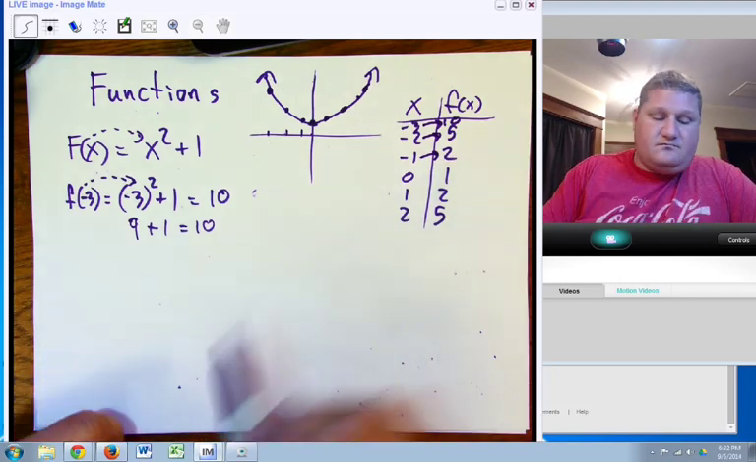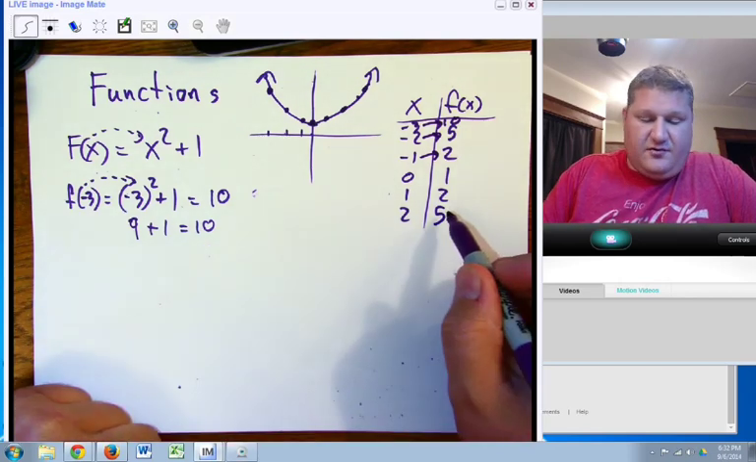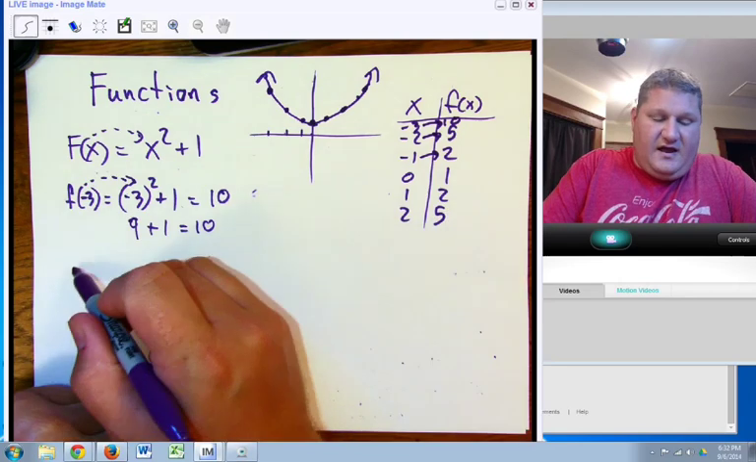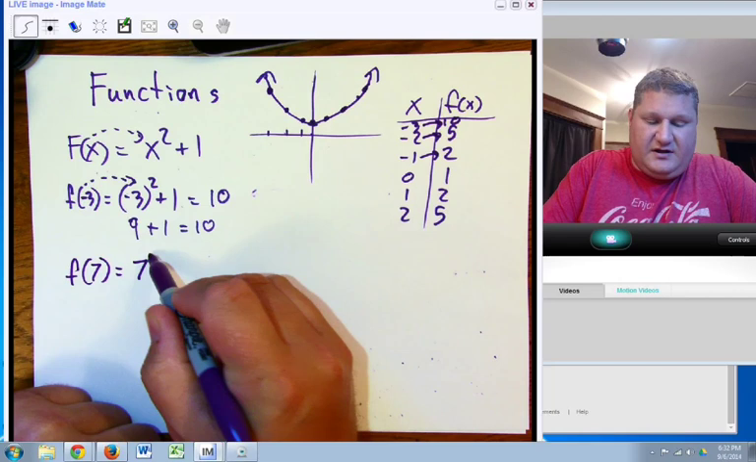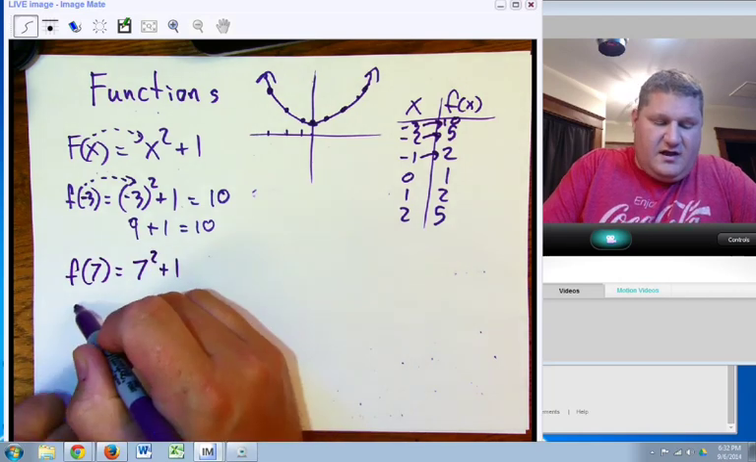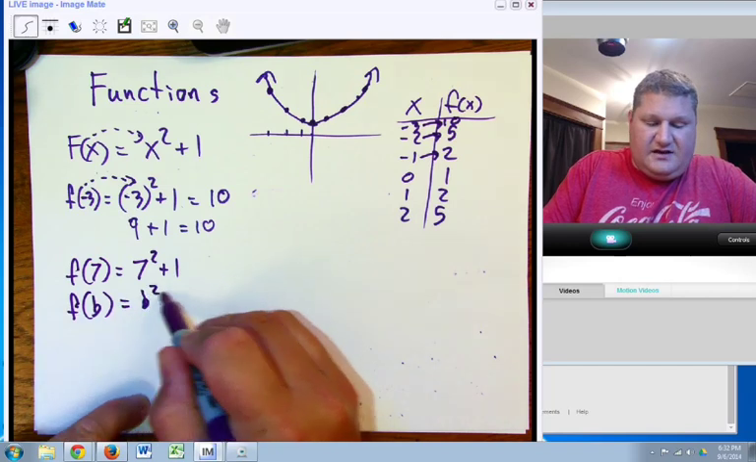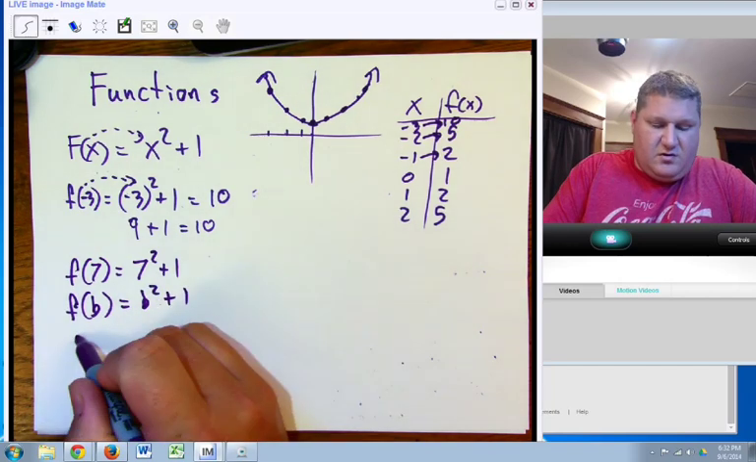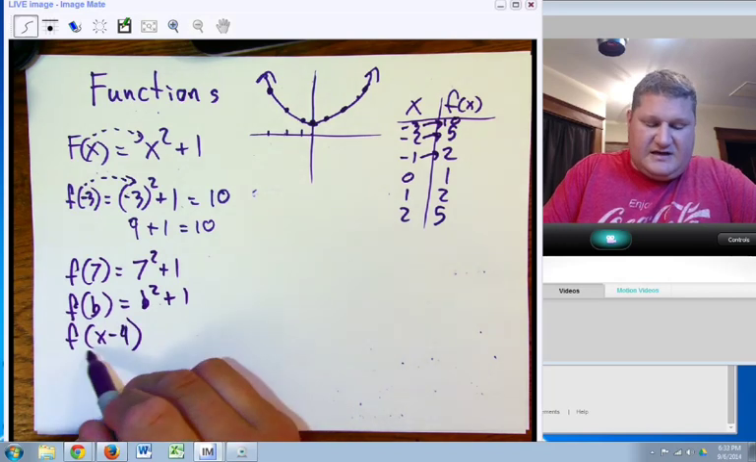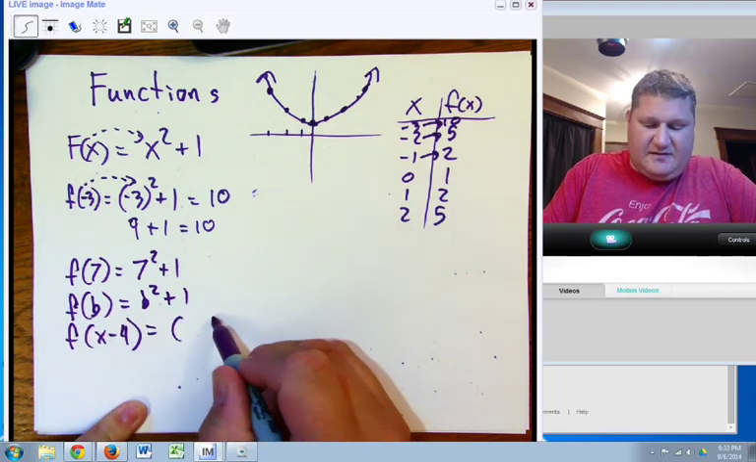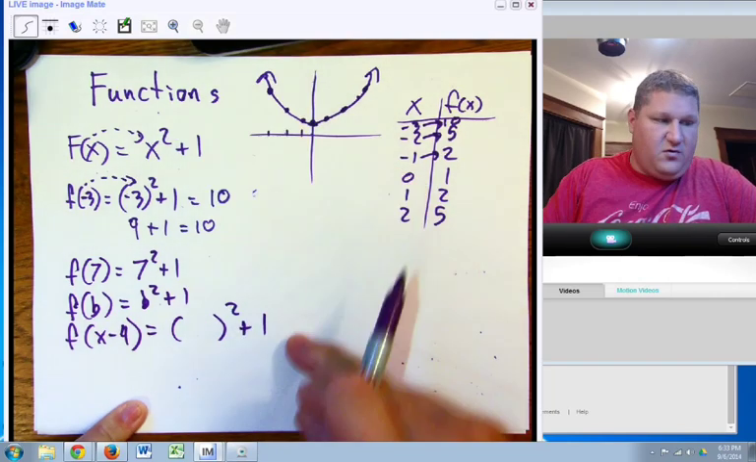Now, we can also use function notation to do other things. And if I had f of 7, I would simply plug in 7 squared plus 1. If I put in f of b, I could do the same thing, and it's going to be b squared plus 1. If I put in x minus 4, I'm going to say the same equation except wherever x was, so something squared plus 1, that's the formula.